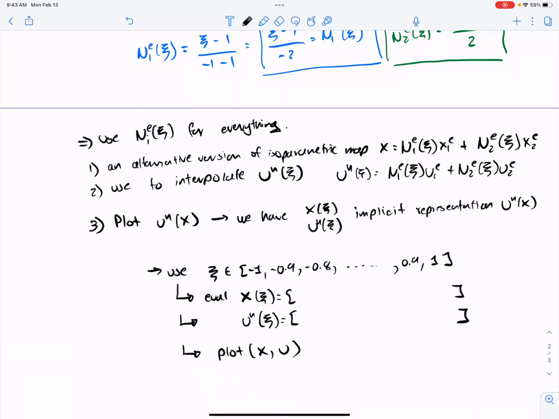I'll upload this to the finite element interpolation PDF. But any questions about this? I should have done this on Wednesday, but I didn't get to. All right. If not, then let's go to the actual lecture.